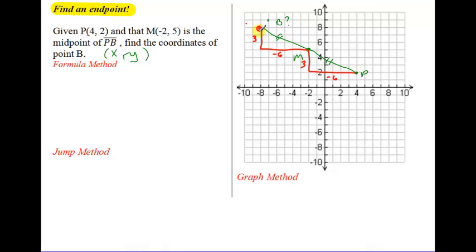Now what's the answer though? Look at where this coordinate is. We want to write the answer in here. It looks like point B is, for x, out at -8, and how high up am I on y? I'm at +8. So my answer would be (-8, 8).